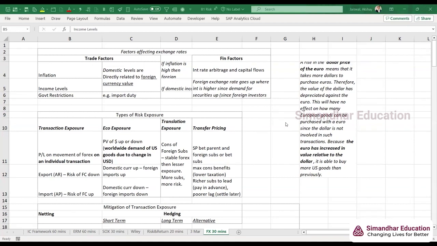Financial factors are there, like interest rate. If we are getting a higher interest rate in a country, then more and more people will try to invest in that country to get more interest. Let's say in US the interest rate is 2%, in India it is 8%. Then where do you think US investors will invest? US or India?